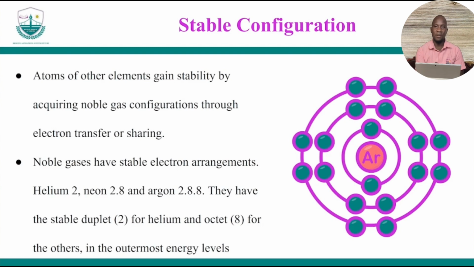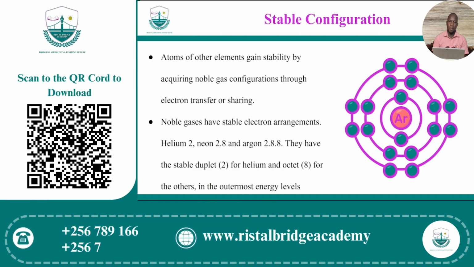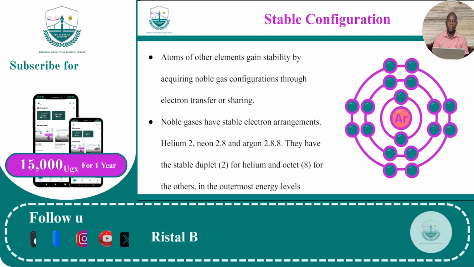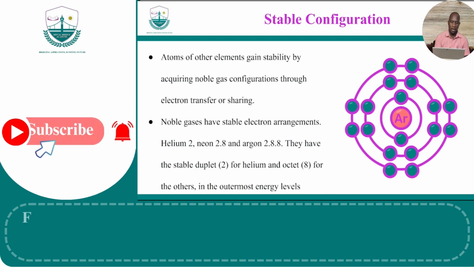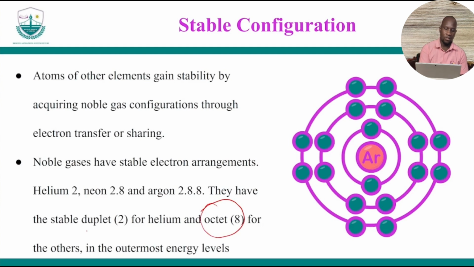This can be done by either sharing electrons or by transferring electrons. That is what happens, and we shall look at whether it is sharing or transferring, giving us the different types of bonds that we have. The other point that I want to stress here is what we see as the octet rule and the duplet rule. These are all stable configurations. One is for helium, and the other is for the other noble gases.